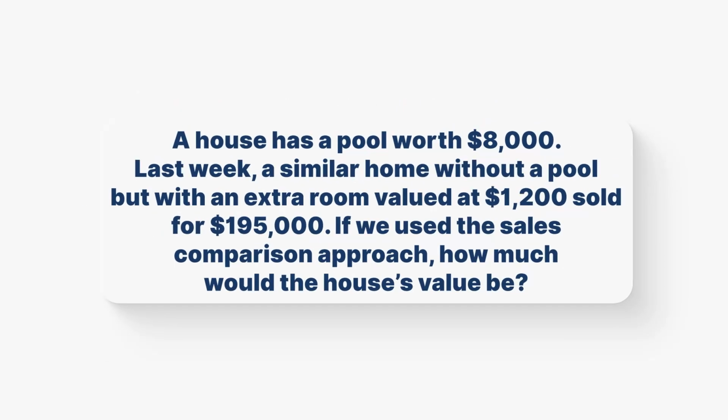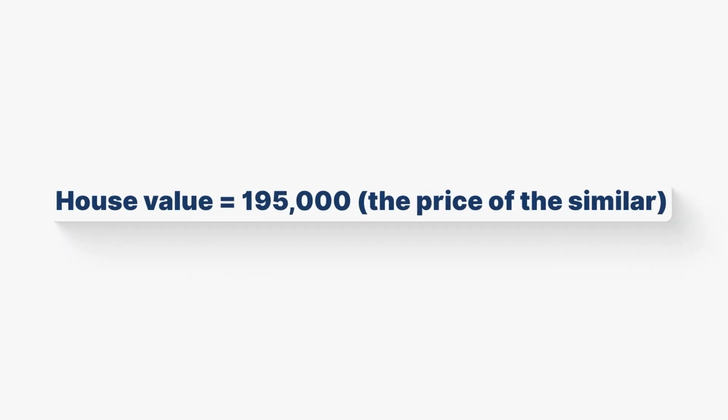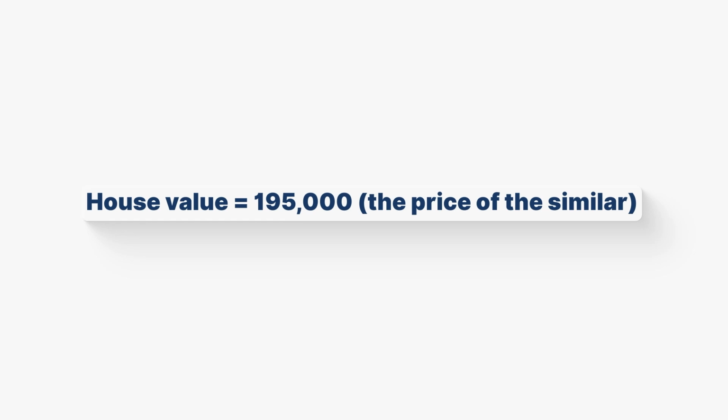Let's read the question again. If we use the sales comparison approach, how much would the house's value be? So in the problem, we need to find the main house value using the sales comparison approach. Let's write here the formula again. House value equals comparable sale price plus or minus adjustments. Now, let's add the values we have for this case. House value equals $195,000, which is the price of a similar property, plus or minus the value adjustments.